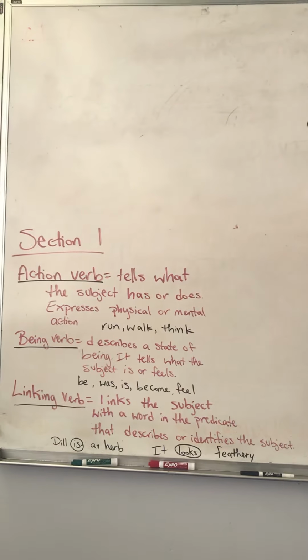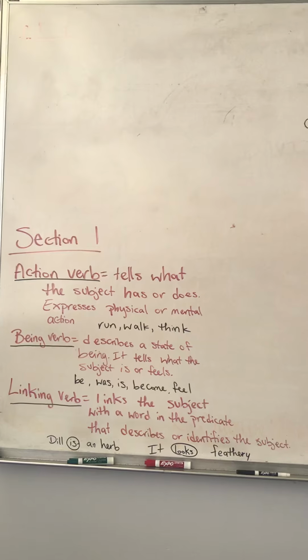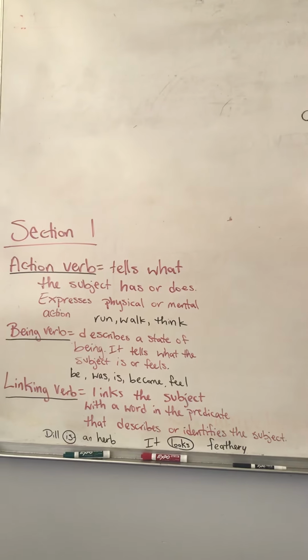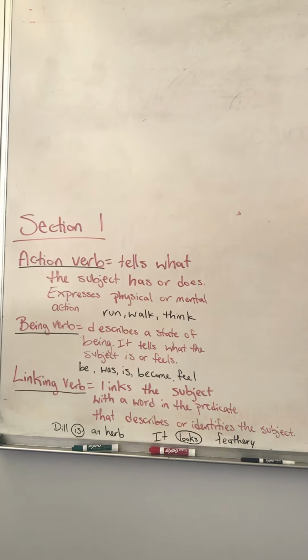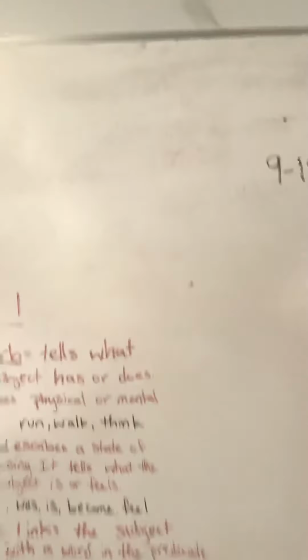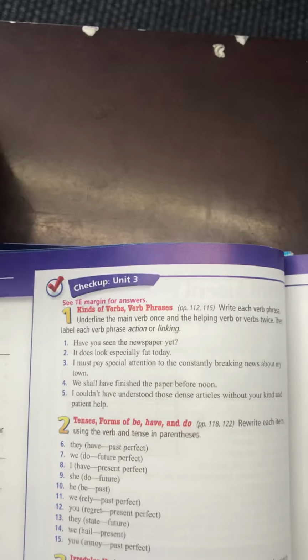And then a linking verb links the subject with a word in the predicate that describes or identifies the subject. So dill is a herb. It looks feathery. So let's go to our textbook, and we're looking at section 1.